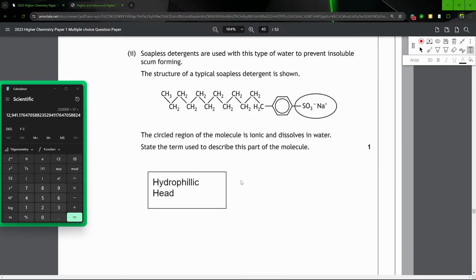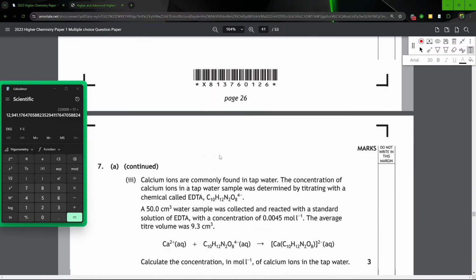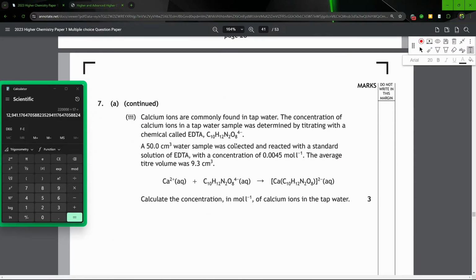Because ionic stuff likes dissolving in water, because it's a polar molecule, a polar solvent. Calcium ions are commonly found in tap water. The concentration of calcium ions in a tap water sample was determined by titrating with a chemical called EDTA. A 50 cubic centimeter water sample is collected and reacted with a standard solution of EDTA with a concentration of 0.0045 moles per litre. The average titre volume was 9.3 cubic centimeters. Calculate the concentration, in moles per litre, of calcium ions in the tap water.